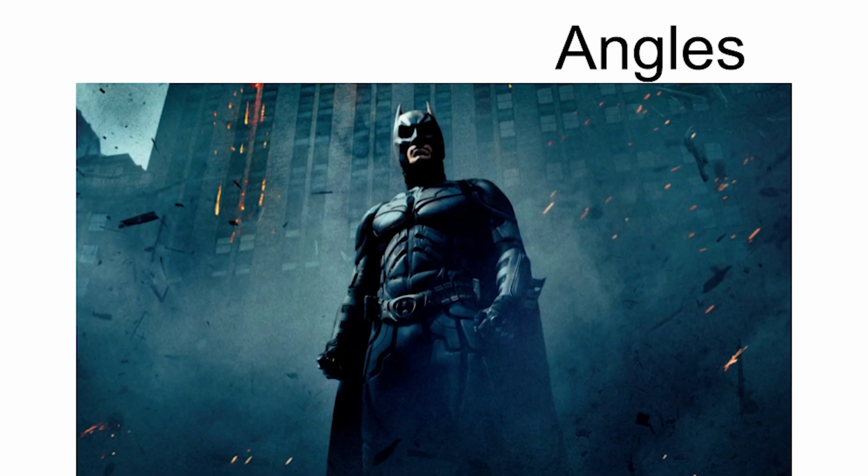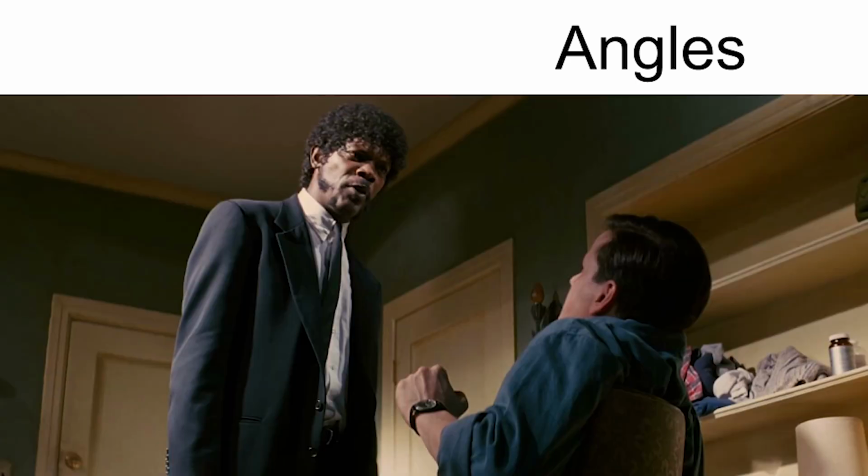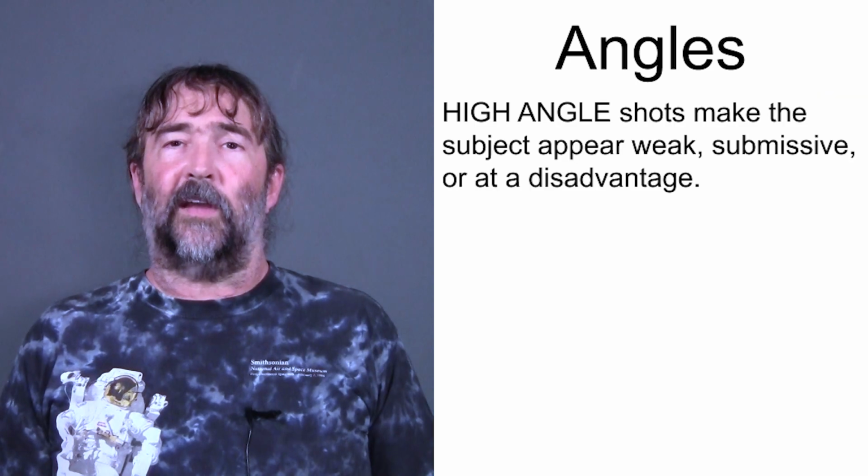Here we see Batman standing in smoking ruins, but despite the fact he's in smoking ruins, he is the power in this shot. He is the authority. He is here to set things right, and bad guys beware. This is from Pulp Fiction, and you can tell that in this shot, Jules has got the authority over, what was his name? Brad. Brad is in trouble. Jules is the trouble. High angles are the opposite.